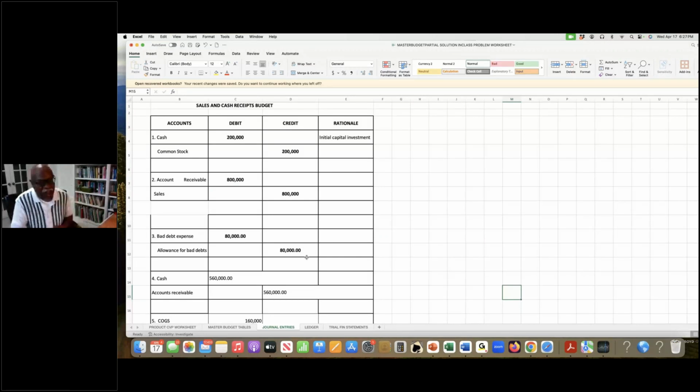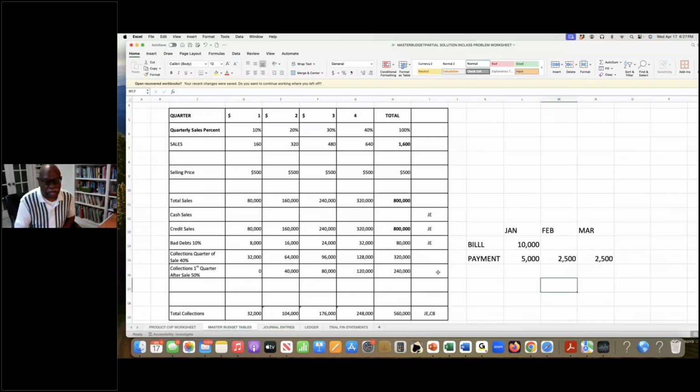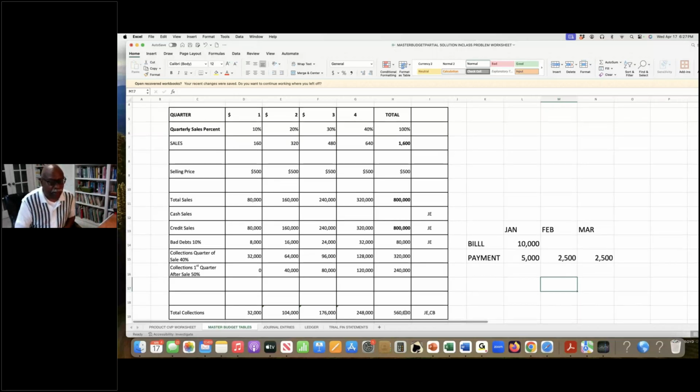Our collections were 560. So we go back to these tables quickly. We're working with the totals. The 800,000 credit sales, the 80,000 bad debt, the 560. So you just pull those numbers off, okay? And you make your journal entries.